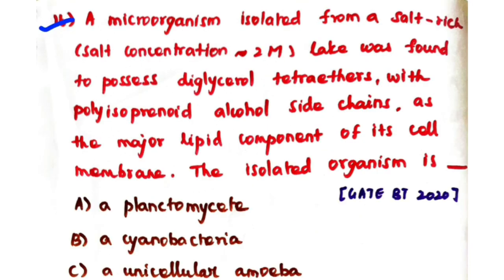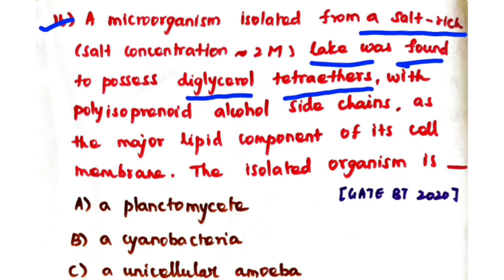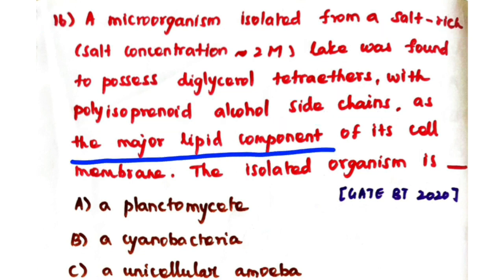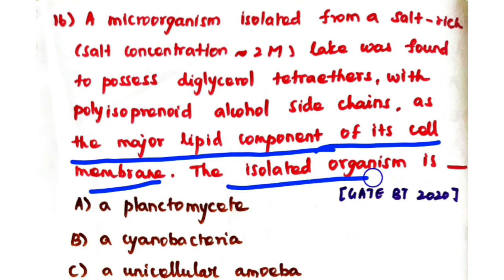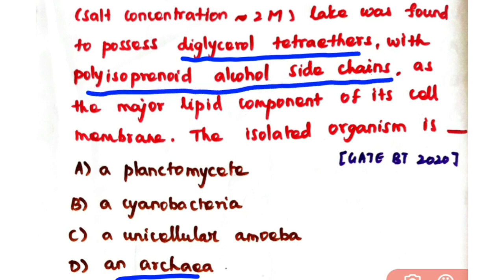Okay, next question. A microorganism isolated from a salt-rich lake, where the salt concentration is approximately 2 molar, was found to possess diglycerol tetraethers with polyisoprenoid alcohol side chains as the major lipid component of its cell membrane. The isolated organism is... the answer is an archaea. The cell membrane of archaea has diglycerol tetraethers with polyisoprenoid alcohol side chains as its major lipid component. So option D is correct.